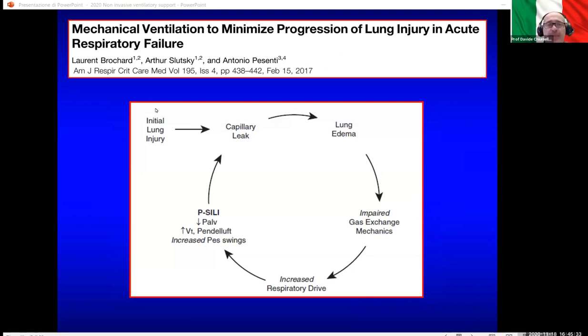So what we have to remember: every time we ventilate a patient with respiratory failure, the lung is characterized by increasing permeability, so increasing capillary leak, lung edema, with possible impairment in gas exchange, possible impairment in respiratory mechanics, increase in inspiratory effort and respiratory drive, which translates into an increase in the swing in pleural pressure. All these conditions can increase, for example, the tidal volume and the patient self-inflicted lung injury. So we have to stop this vicious cycle.